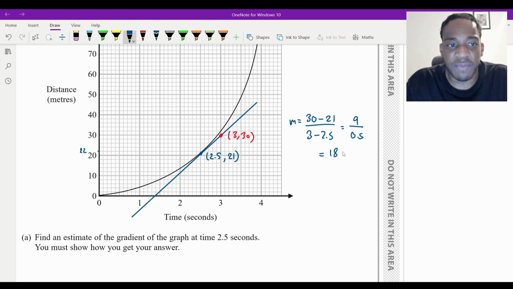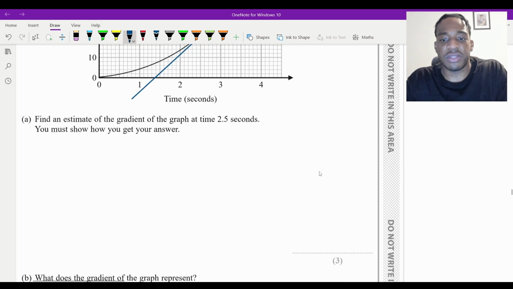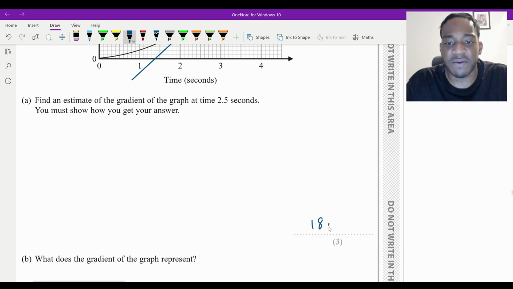And it's going to be meters per second, isn't it? 18 meters per second. That's going to be the time here. So we'll do 18 meters per second. That's going to be the estimate for the gradient.